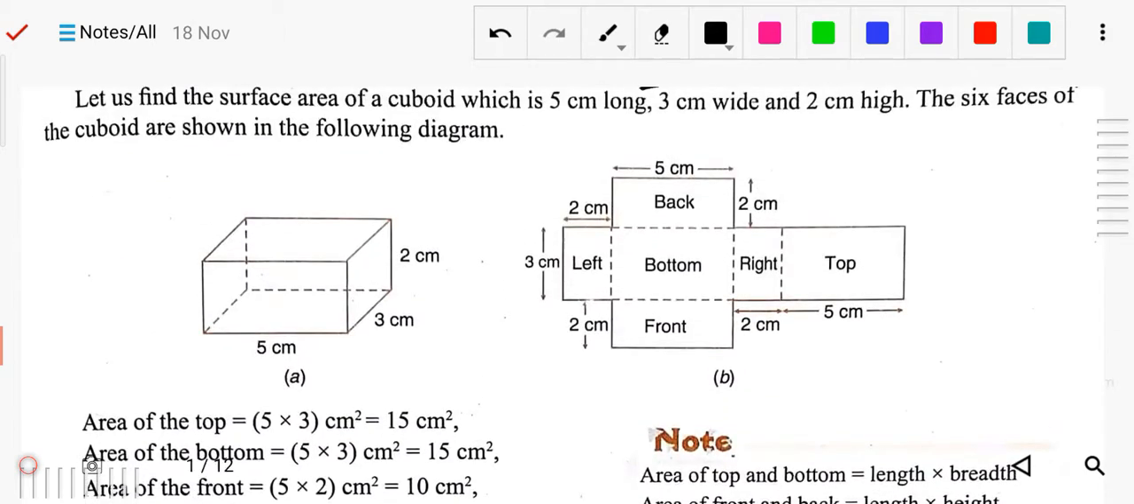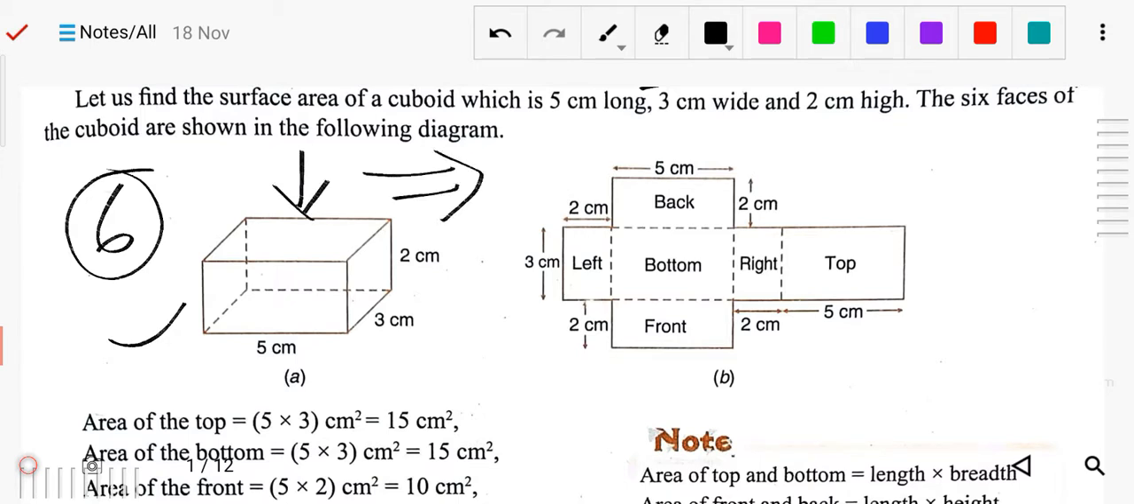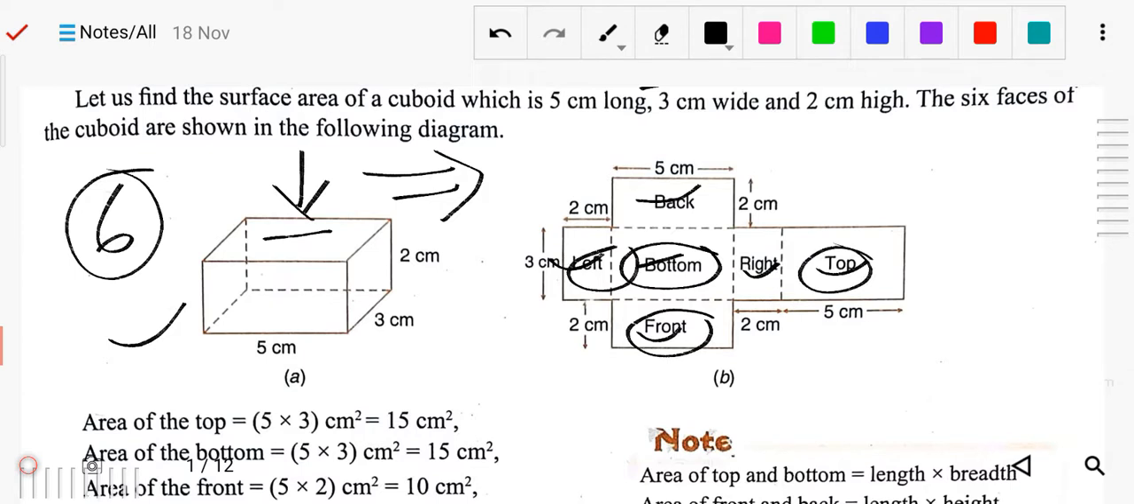Suppose this is your cuboid. Here you know that in a cube or cuboid, a total of six faces are there. This cuboid is separated in this form. You can see how many faces: 1 2 3 4 5 6. This is the back, this is the bottom, this is the front, left and top. So there are six faces in total, and you will find the area of all these six faces and add them.